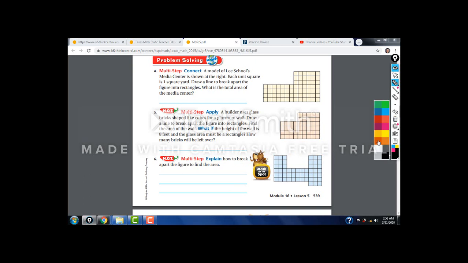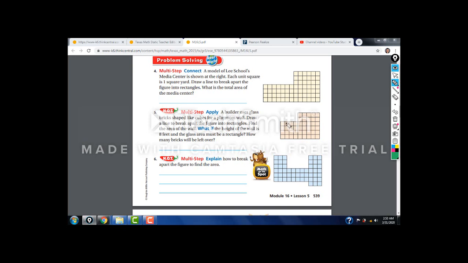Oops, let me get a different color here. Let's go with green. A builder uses glass bricks shaped like cubes for a playroom wall. So this is one wall. We'll call that wall 1. Draw a line to break apart the figure into rectangles and then find the area of this wall. So let's find the area of this wall first. They want us to break it apart first.